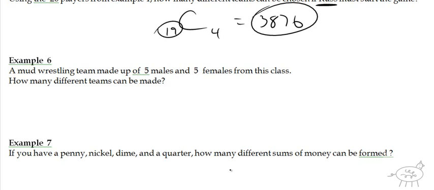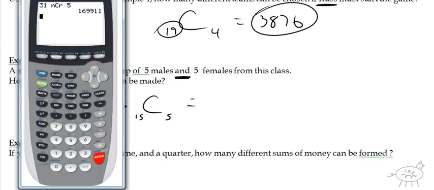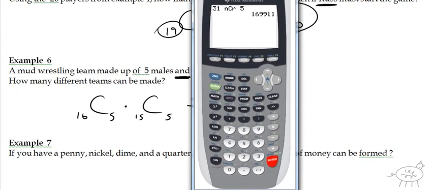Example 6. A mud wrestling team is made up of 5 males and 5 females from this class. How many different teams can be made? All right. So it all depends on how many people we have here. But let's say we have 31 people, we have 16 males, and we're picking 5, and so it's multiplication, and let's say we have 15 females, and we're choosing 5. Okay, so let's actually pull that up on our calculator.